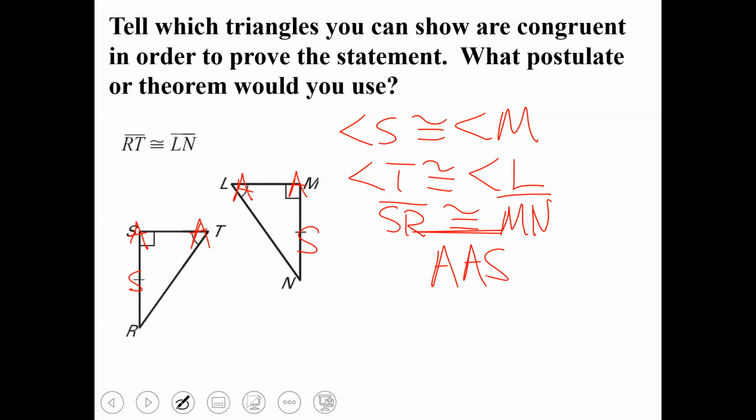Now that we know these two triangles are congruent to each other via angle, angle, side, we can say that side RT is congruent to side LN by CPCTC, okay?